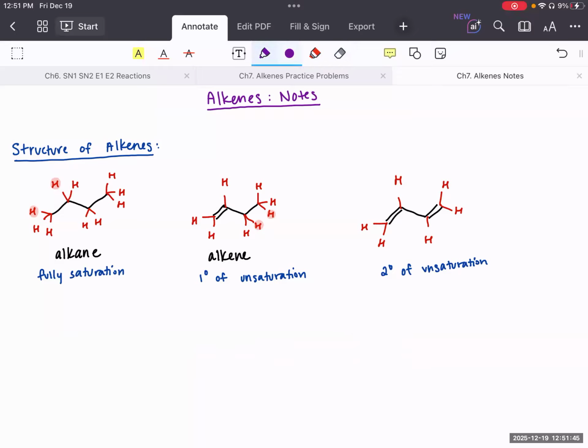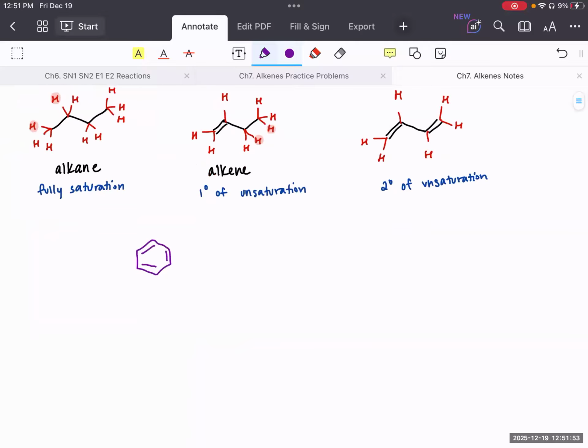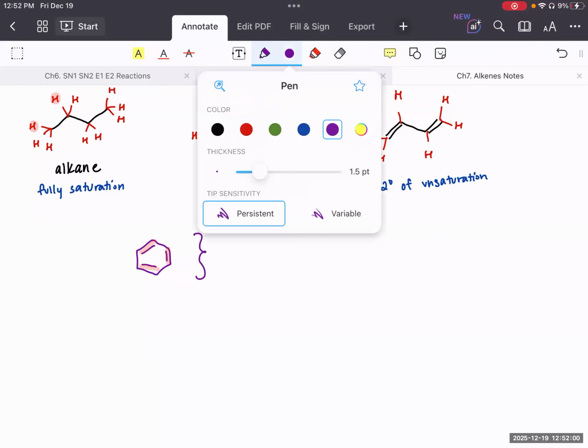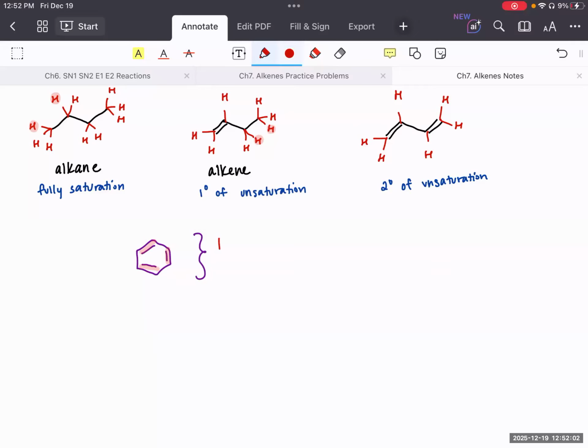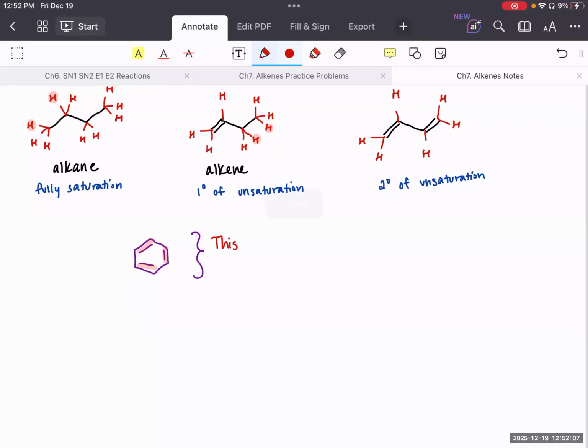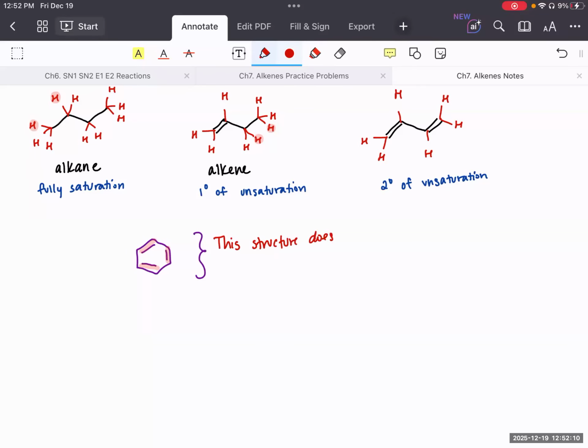Another thing I want to point out here is that this structure right here, which is a really, really common structure in organic chemistry, where we have a ring with 3 double bonds in the ring, does not fall into the category of reactions that are covered in this chapter, even though it has those double bonds. And so if you see this ring structure, just ignore it for the purpose of the reactions. It will not undergo the same reactions that most alkenes will undergo.